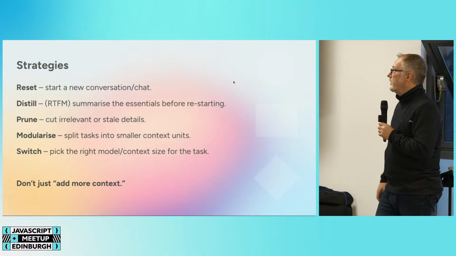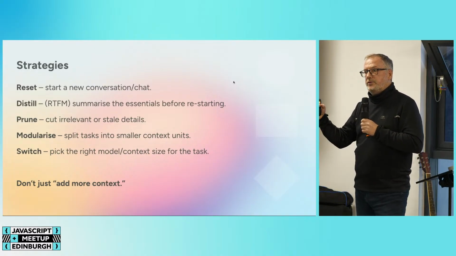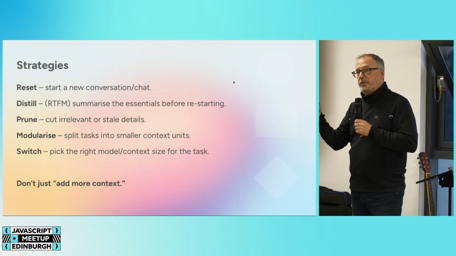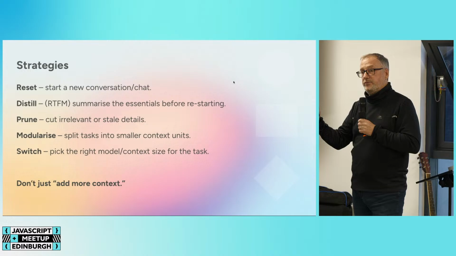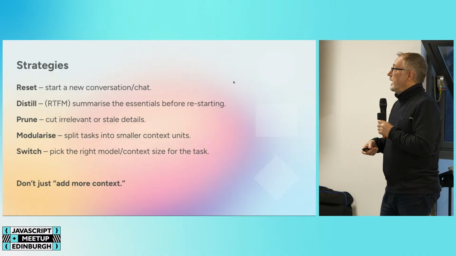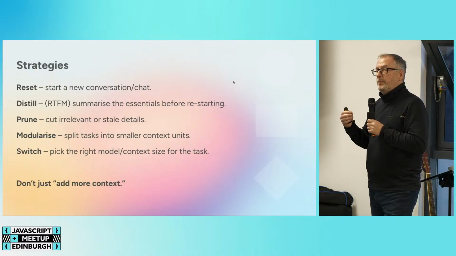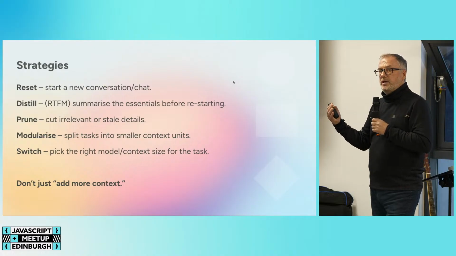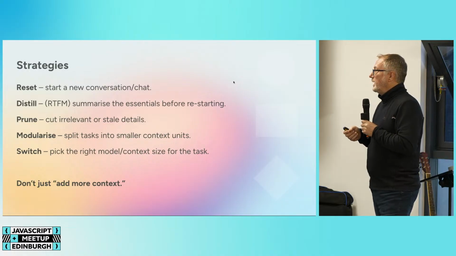Prune is another idea: cut irrelevant or stale details. Again, if you've got documents in a chat, you may want to review those documents and ask again, or if you're using an API and sending documents or a big context, you can review the context that you're sending with the API call. Modularize: you can split the tasks into smaller contextual units. So you're building slices rather than having a huge context with lots of information. Do it in slices and switch.